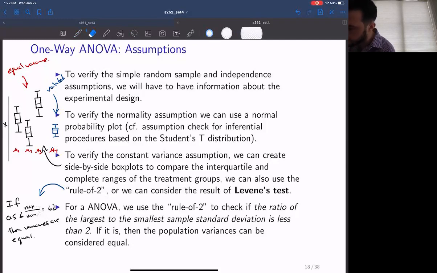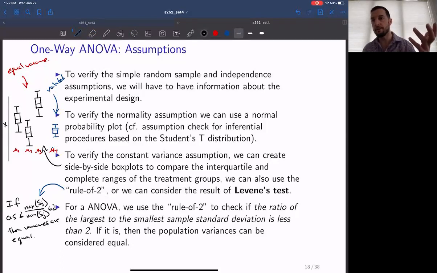So the rule of two basically says take your largest standard deviation, take your smallest standard deviation, and divide them by each other. You can do max over min or min over max. It doesn't actually matter which way you do the ratio. If they're within a factor of 2, which just means if they're between 0.5 and 2, you can assume the variances are equal. This is a very crude test of equality. Certainly there are better ways of going about it, but this is something else that we can use.